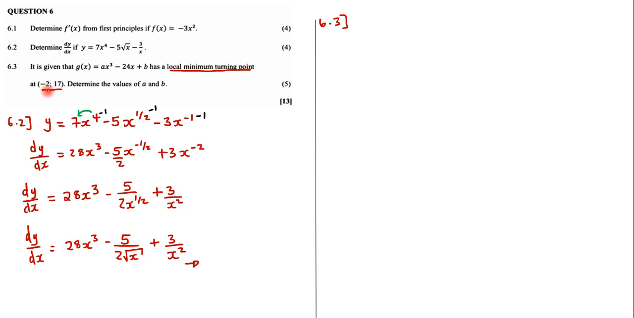Alright, so what do we have here? We're given a point. Firstly, let me write the function.